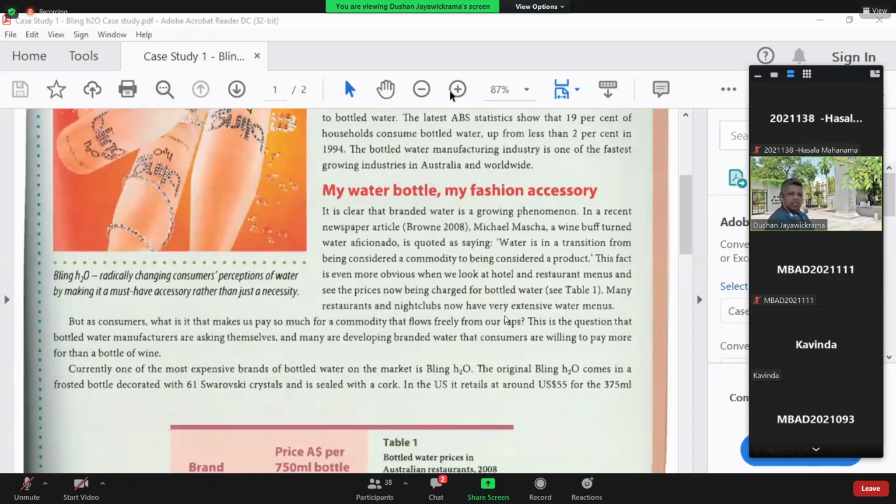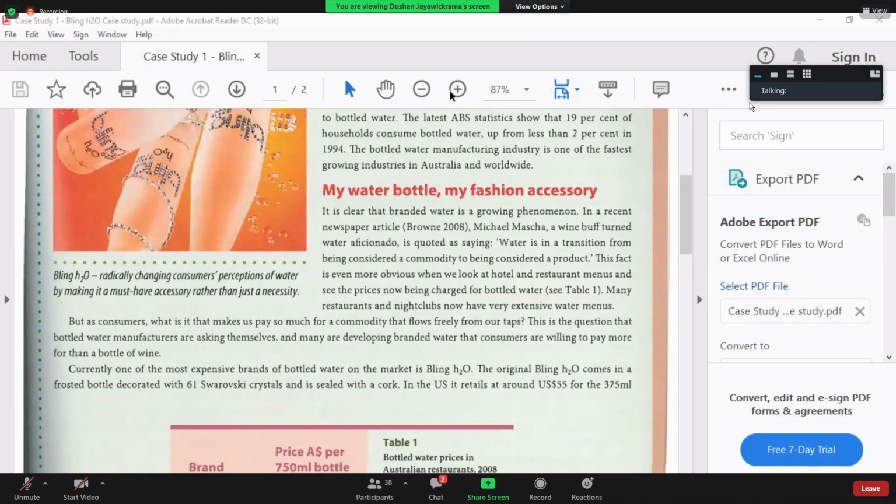Very good. Yes. Anyone else? Anyone else? Has anyone else got any questions or any doubts or anything to contribute from their experience?